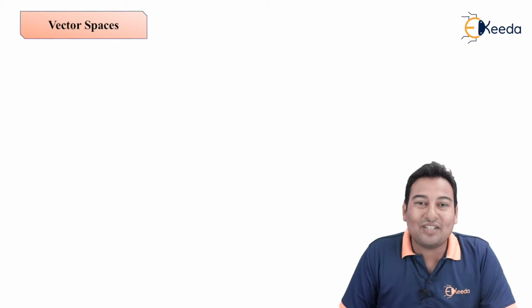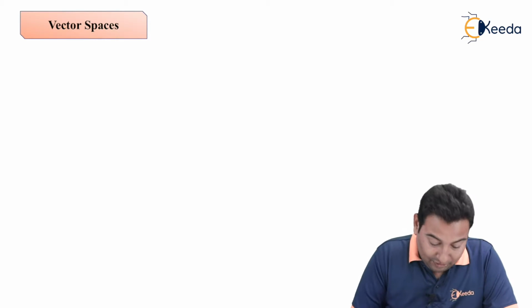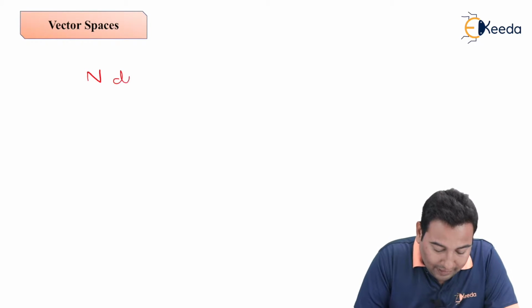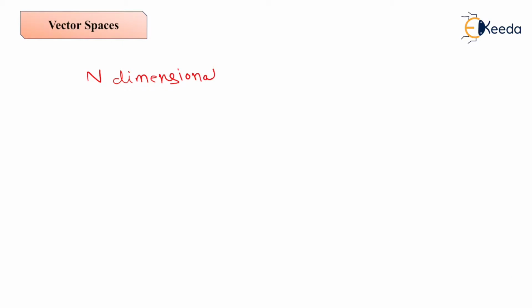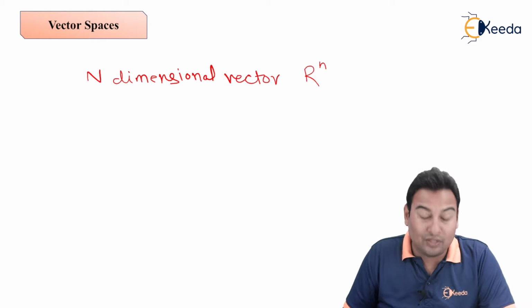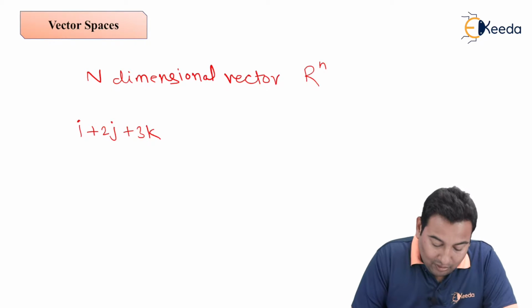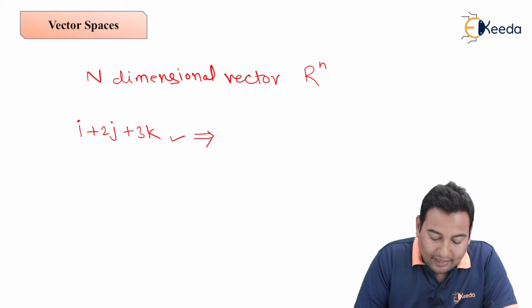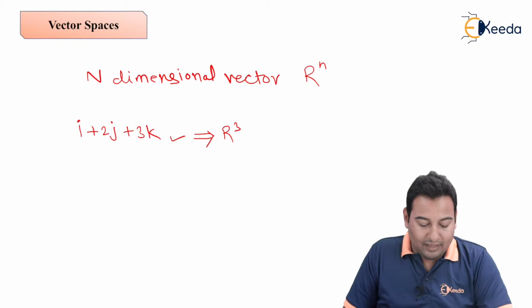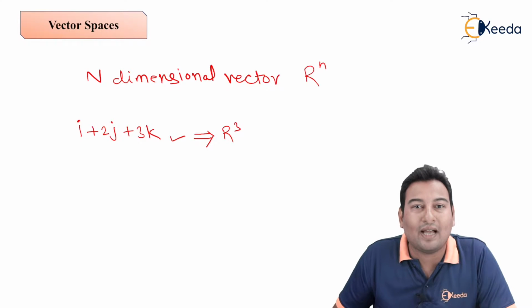Welcome back friends. Now we're starting with the new chapter, that is vector spaces. First of all, let us understand what we're going to do in this particular chapter. Vector spaces means, suppose we do have an n-dimensional vector. It is represented by R raised to n. In general, what we studied till now is, suppose there is a vector i plus 2j plus 3k. I am just giving an example. This will be a 3-dimensional vector and that can be written as R cube because there are 3 dimensions i, j and k. In vector spaces, we are going to talk about n-dimensional vectors.